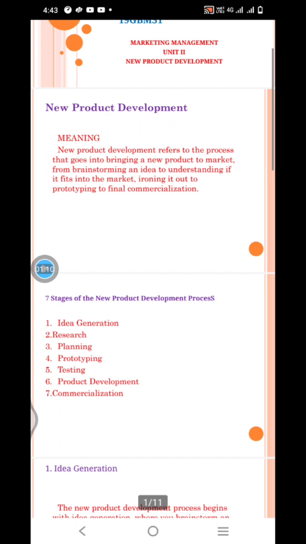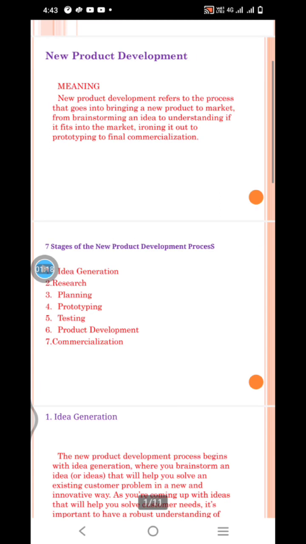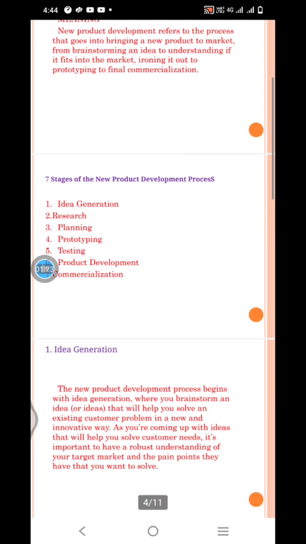Secondly, let's discuss the different stages involved in new product development. There are 7 stages of the new product development process. Number 1, idea generation; number 2, research; number 3, planning; number 4, prototyping; number 5, testing; number 6, product development; and number 7, commercialization. These are the 7 stages of the new product development process.